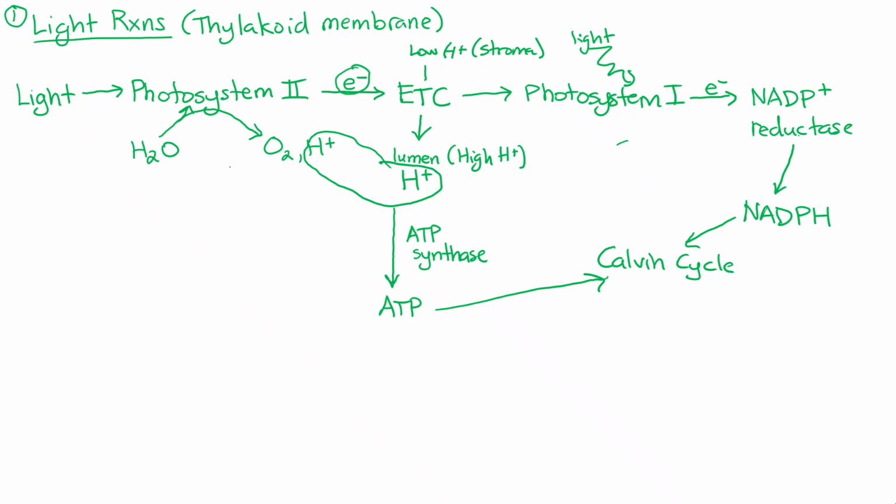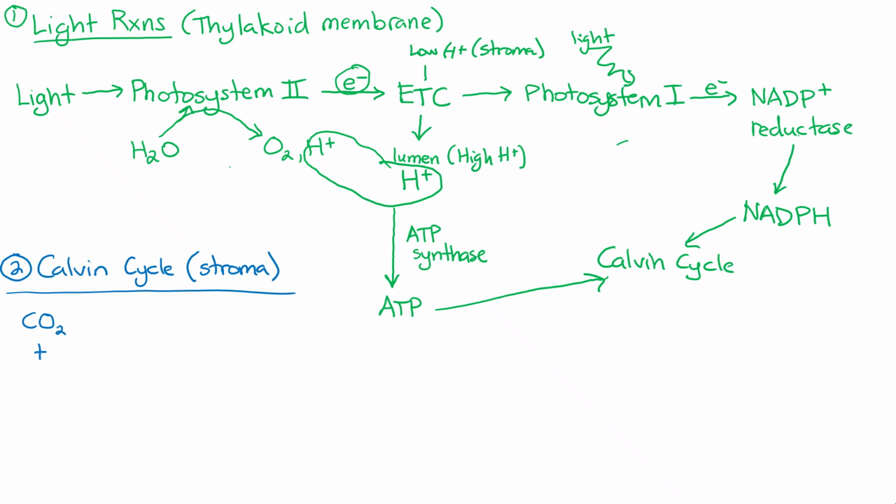Now I'm going to be covering the Calvin cycle. So part 2 of photosynthesis, the Calvin cycle. The Calvin cycle again occurs in the stroma. We will start off with CO2. CO2 combines with RuBP with the help of rubisco, an enzyme.